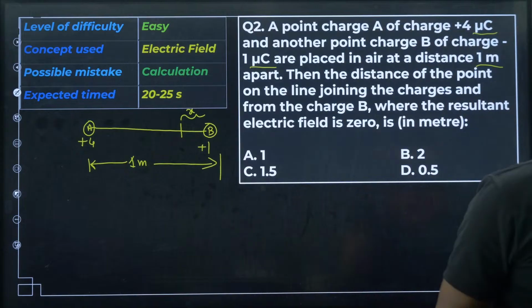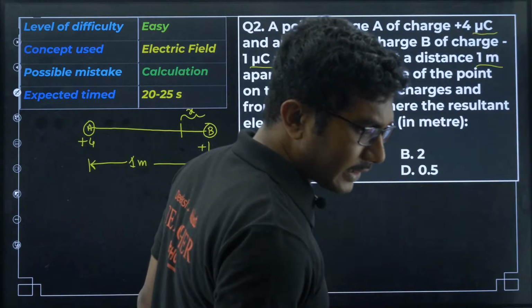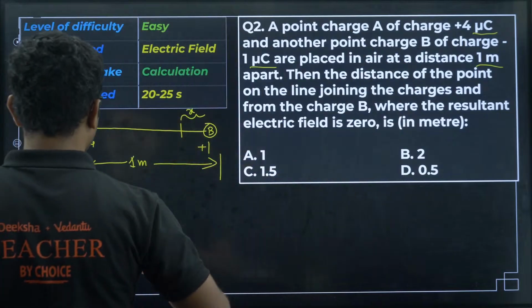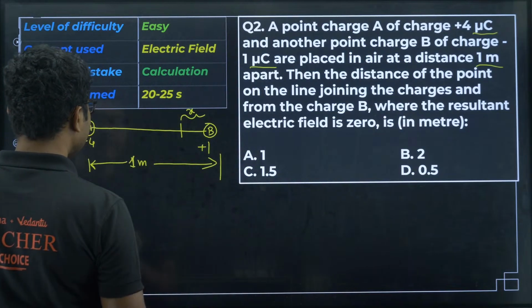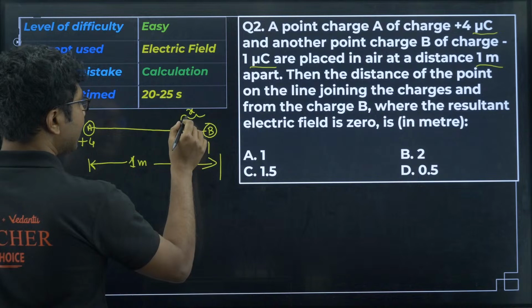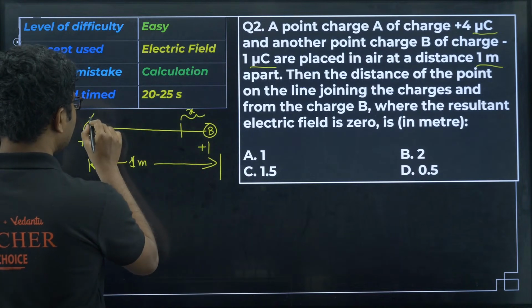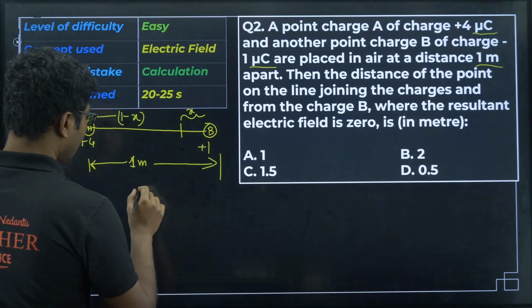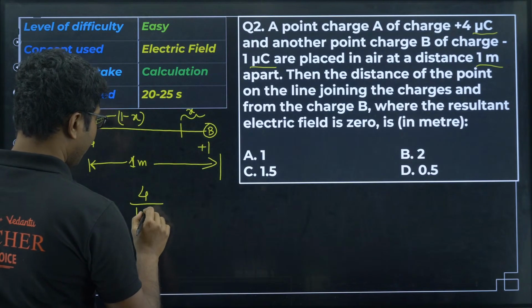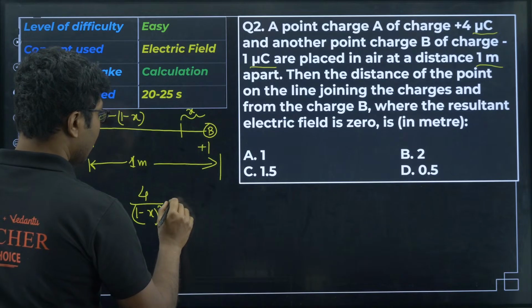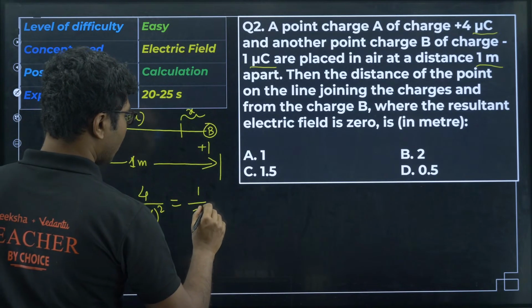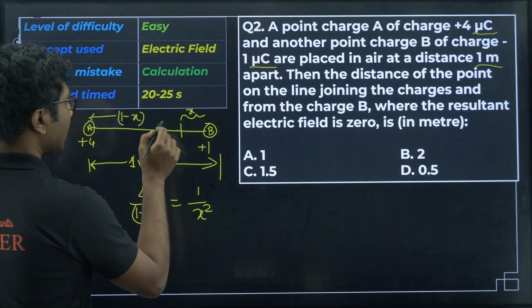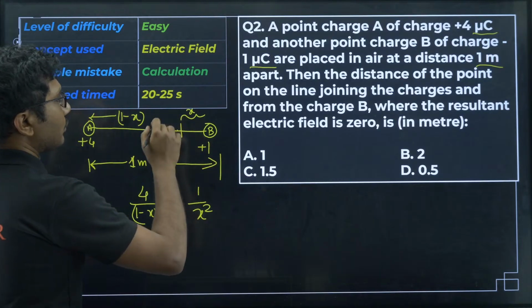Yes, 1 meter. Thank you. So 1 meter is the distance. Now what we will do: this distance is x, that means the other distance is 1 minus x. So 4 by (1 minus x) whole square equals 1 by x square. This is a shortcut method. The electric field due to this charge should be equal to the electric field due to the other charge.